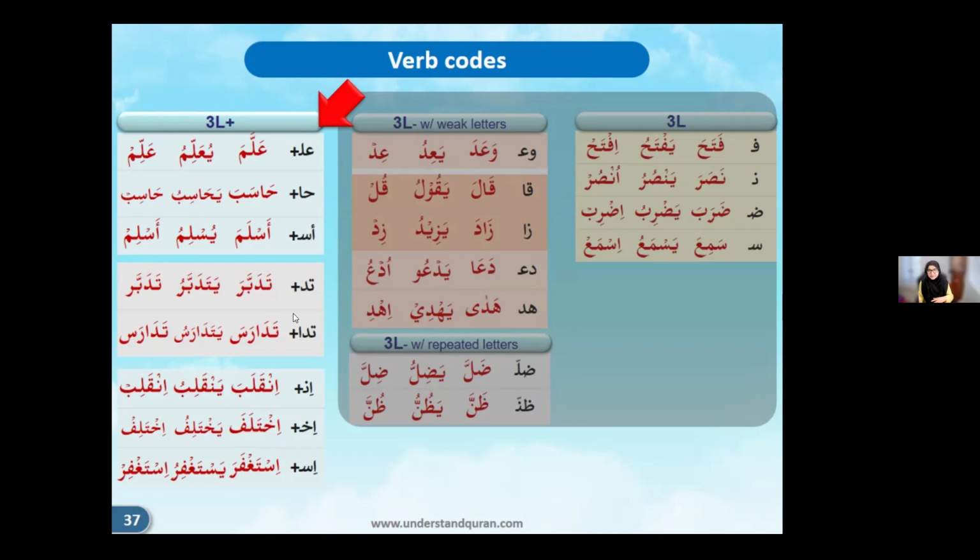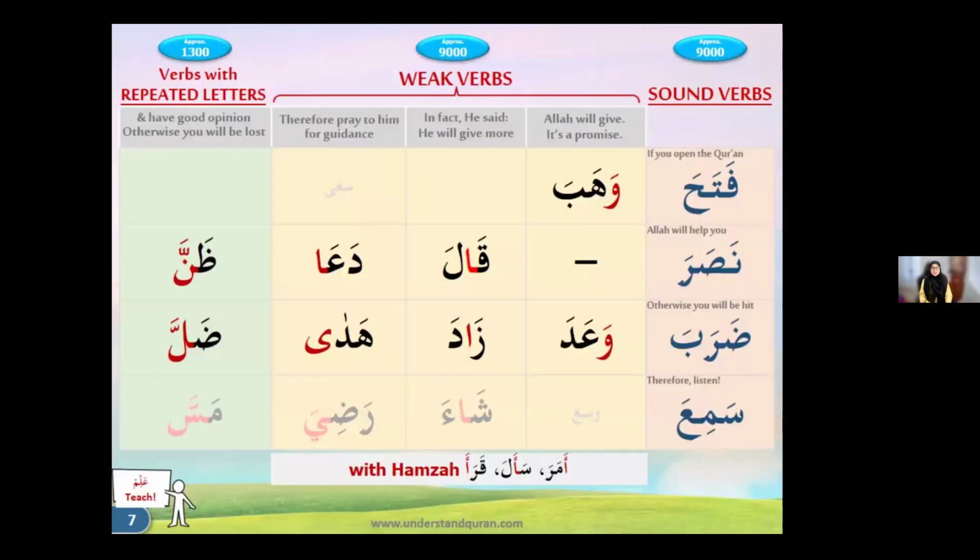So I did it very fast. I'm sorry for that, but we've repeated it so many times. By now I think you know it well. And we'll keep repeating in the next classes too, inshallah.